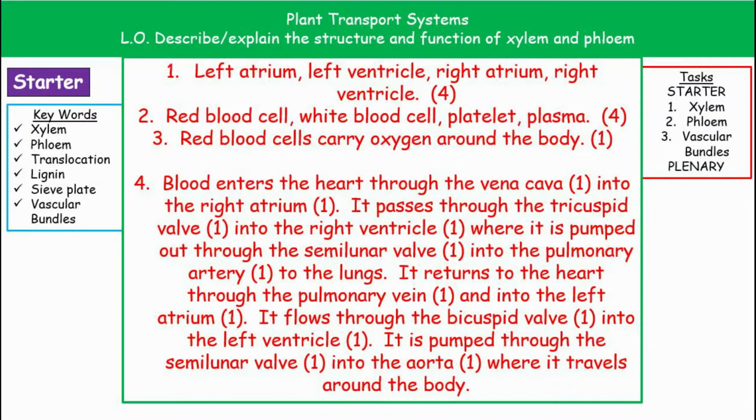So, obviously, have a read through. If there's any bits in there that you've got, give yourself a tick, and then add up your total score for all four of those questions out of 21 today. So add up your scores and give yourself a mark in your books out of 21.